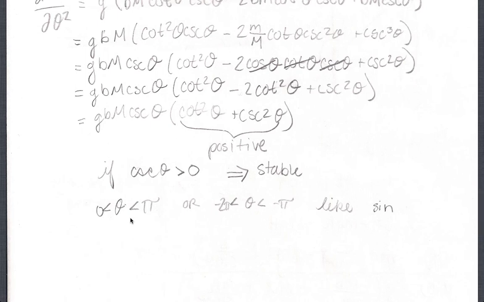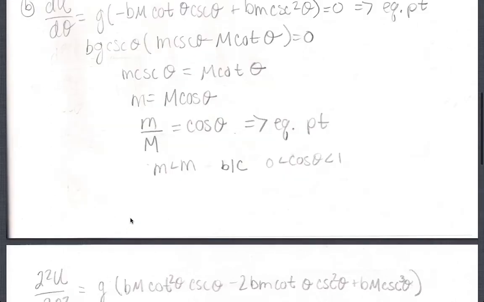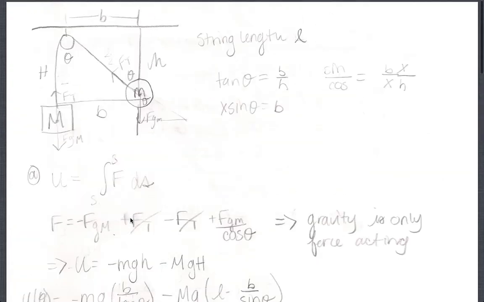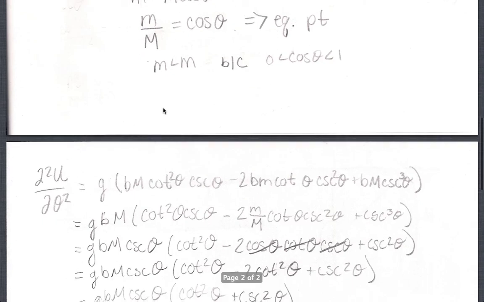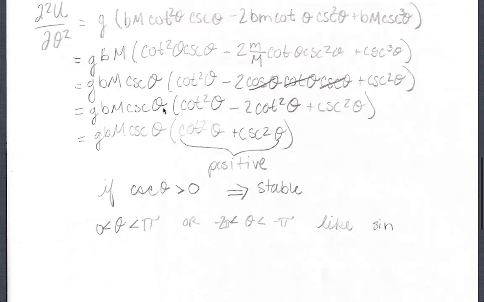In order for cosecant theta to be positive, then theta has to be between 0 and pi, which makes sense in this problem because hopefully the mass isn't going to go up here. It just makes sense for this problem. And I believe that's it.